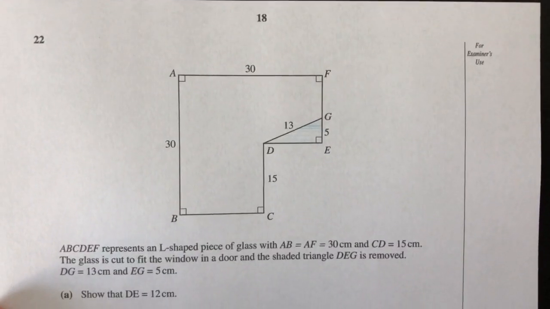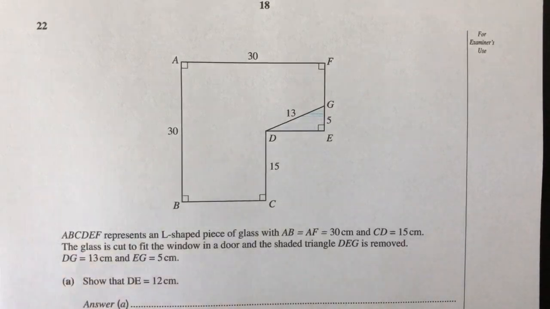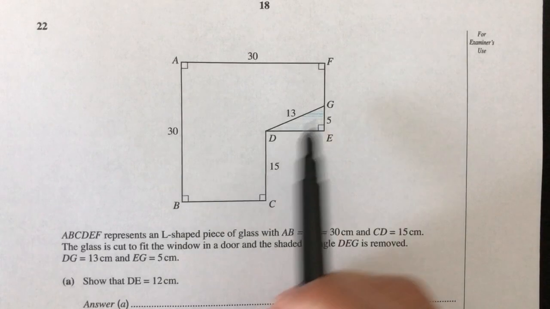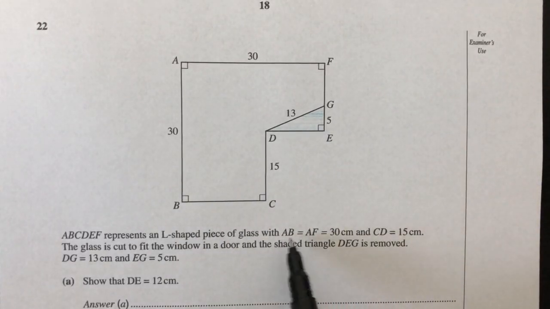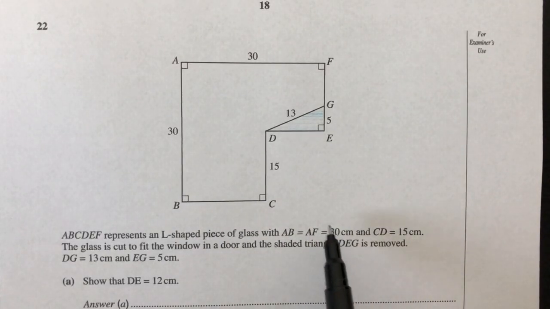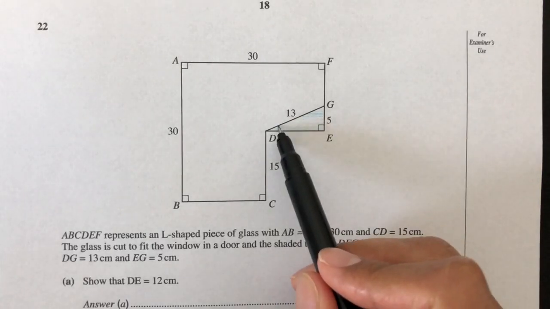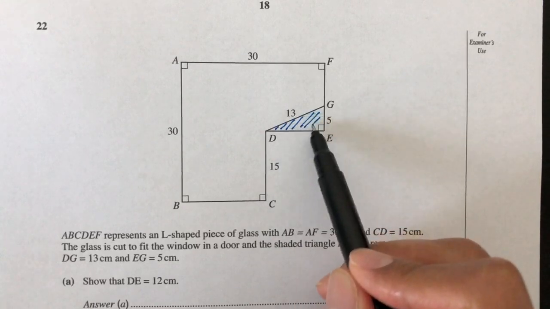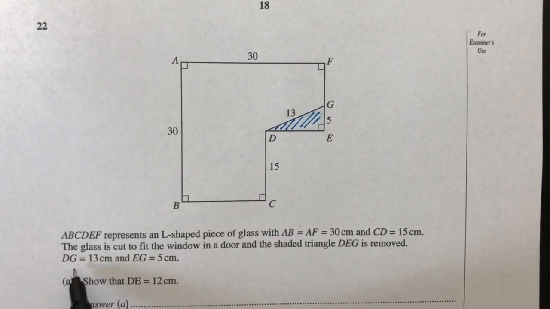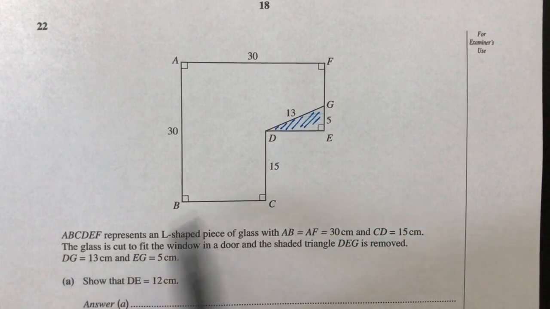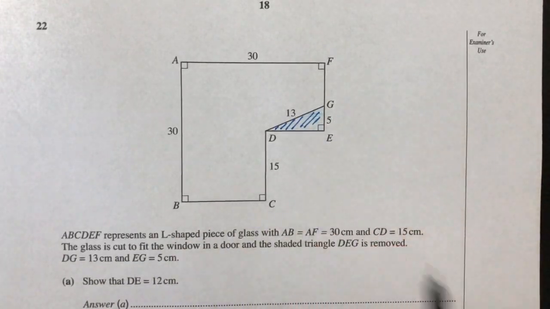Question number 22. Here we have A, B, C, D, E, F representing an L-shaped piece of glass, with AB equal to AF equal to 30, and CD equal to 15. The glass is cut to fit the window in a door, and this region has been removed. Now, DG is equal to 13 and EG is equal to 5.